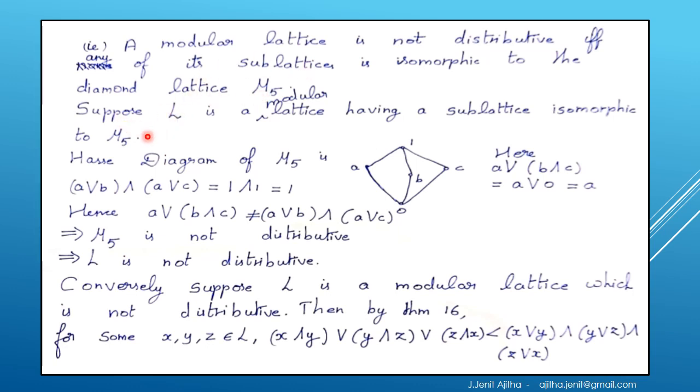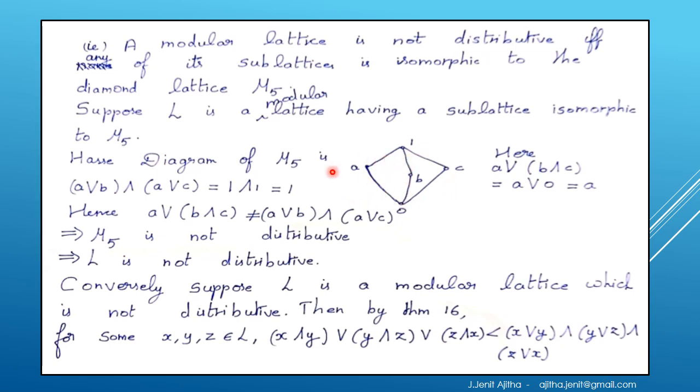Now assume the direct implication. Suppose L is a modular lattice which has a sublattice isomorphic to M5. So this is the Hasse diagram for the diamond lattice M5. A diamond lattice M5 consists of 5 elements: the lowest element 0, the middle elements A, B and C, and the greatest element 1. So this is the Hasse diagram for M5.